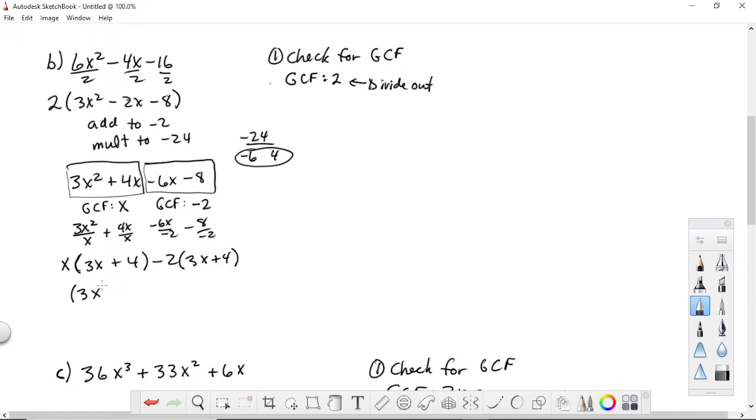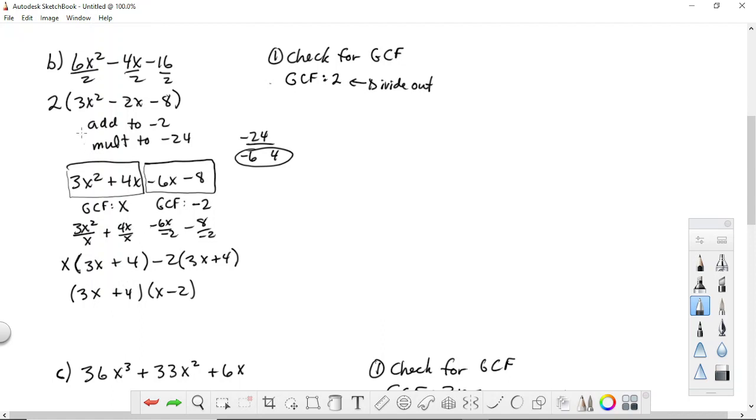We factor that out of each of these two products, so that leaves 3x plus 4 times x minus 2. Okay. The x minus 2, of course, comes from here. We factor 3x plus 4 out of each of those products.